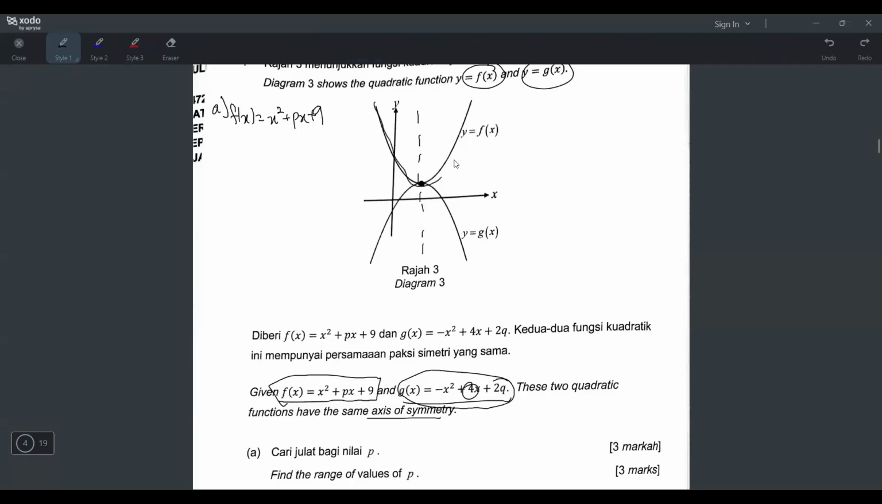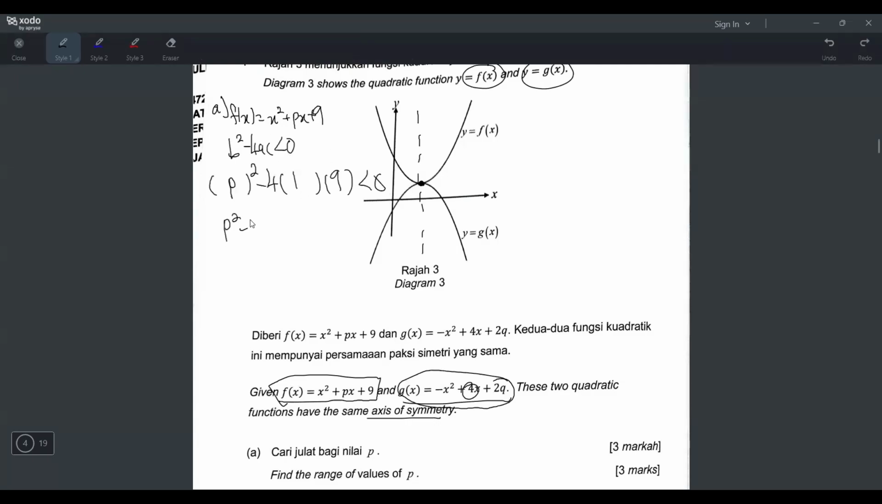So this is the curve, right? And you can see that it never touches the x-axis. So we can do b squared minus 4ac smaller than 0. Because if it does not touch the x-axis, it means no roots. So the discriminant will be negative, smaller than 0. So this is another method to find the range of P. So I'll just substitute the values: B is P, A is 1, C is 9, right?